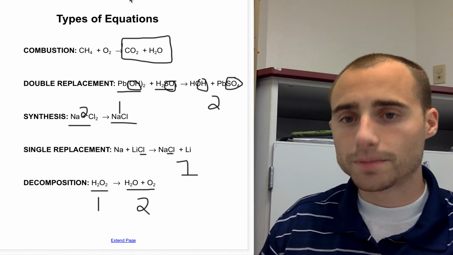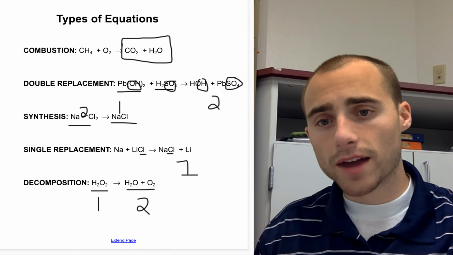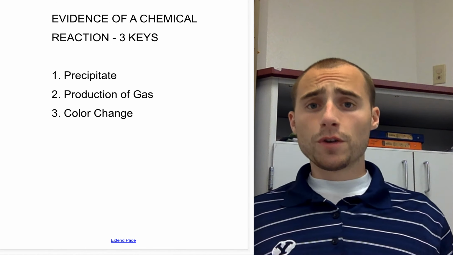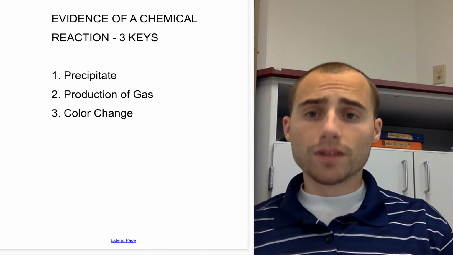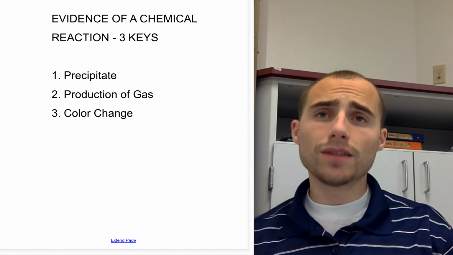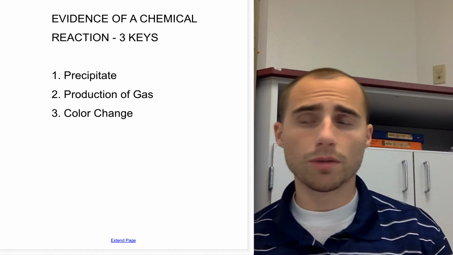So we're done with that. This is going to be our last slide. So types of equations, hope you wrote those down. Last slide, quick key review, just in case some of you didn't get to this point in the stations today. Evidence of a chemical reaction. There are three keys. There are a few other ways you can recognize a chemical reaction, but these are the three most important and the three that we'll go over.